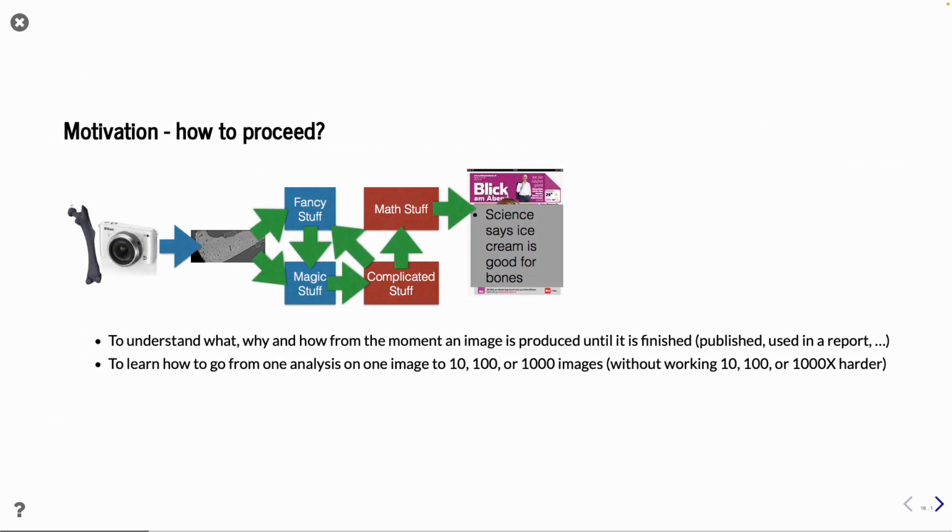And how to proceed? Well, we can do some click and try approach. So you get your images, you do some fancy stuff, some magic math, and then you do some other complicated stuff, and then some more math stuff, and then in the end you say ice cream is good for the bones. Well, you can probably do that conclusion, but probably not the way. And using this complicated nested workflow is probably also not a good idea. So you need to do a well-described procedure, and you need to understand what you're doing at each step.